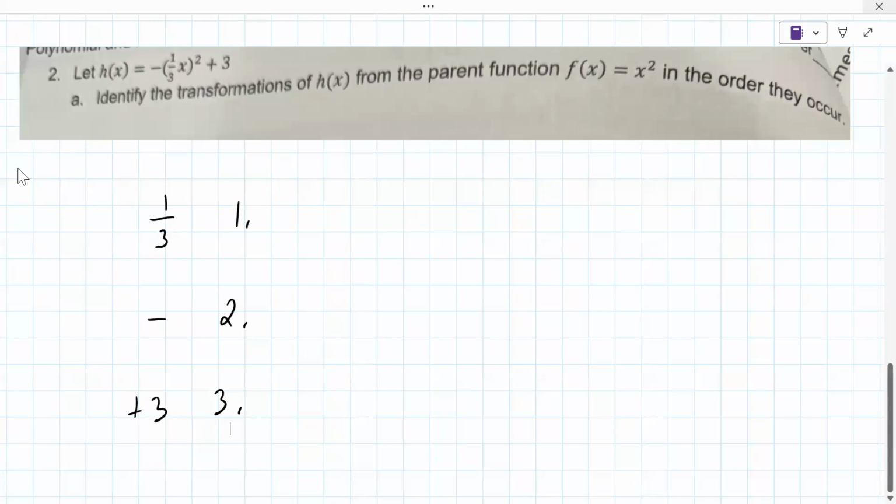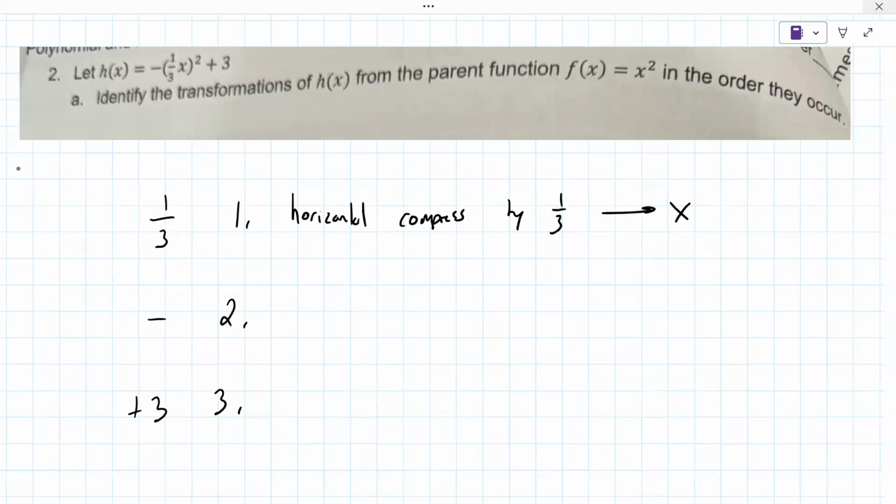So let's go through them together. The 1/3 is a horizontal compress by 1/3, and this affects the x value. Let me write it down. Okay, got it down.